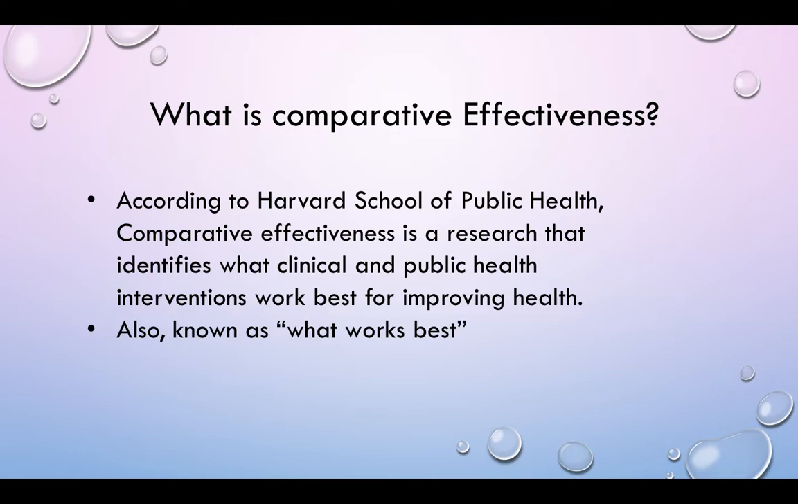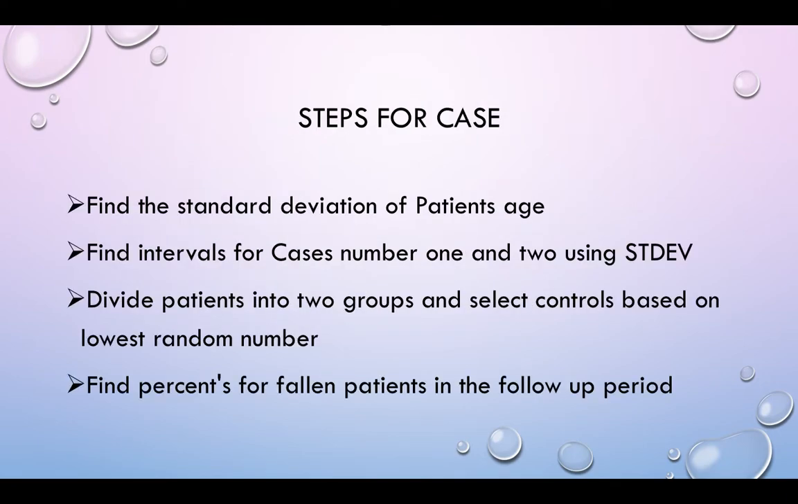So if you're wondering what is comparative effectiveness, according to Harvard School of Public Health, comparative effectiveness is a research that identifies what clinical and public health interventions work best for improving health, also known as what works best.